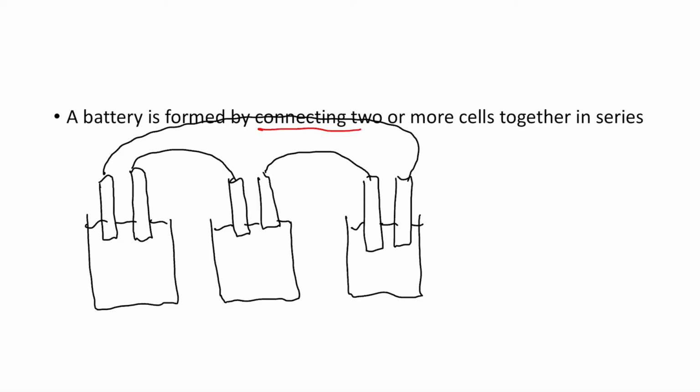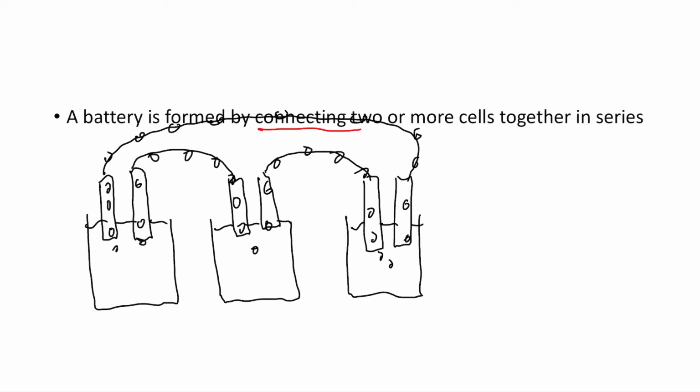We're connecting the cells together in a series so that current can flow through them all. If we start here, it can flow through the wire, and it can flow in through the electrode, into the electrolyte, through. So we can see here we've got that current that can flow in series through the battery. So the battery is formed by connecting two or more cells together in series.